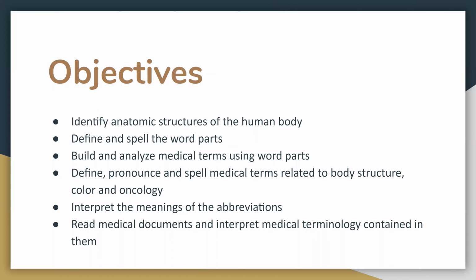The objectives of this presentation are to identify anatomic structures of the human body. We will define and spell the word parts. We will build and analyze medical terms using word parts, define, pronounce, and spell medical terms related to body structure, color, and oncology, interpret the meanings of the abbreviations, and read medical documents and interpret medical terminology contained in them.